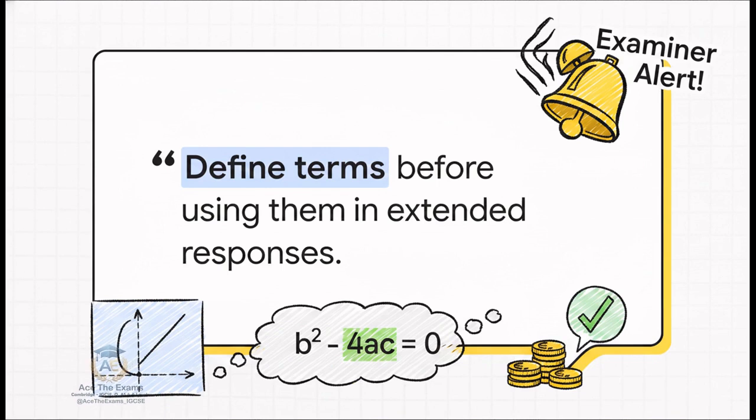When a question asks you to show that the line is a tangent to the curve, you cannot just do simultaneous equations and stop. You have to explicitly state to the examiner, for a line to be a tangent, the discriminant of the resulting quadratic must equal 0. You have just defined the mathematical condition. Then, and only then, you show that b squared minus 4ac equals 0. If you just magically produce a 0 out of nowhere without stating the terminology or the rule, you are leaving marks on the table. You absolutely must connect your conceptual understanding to your procedural execution.